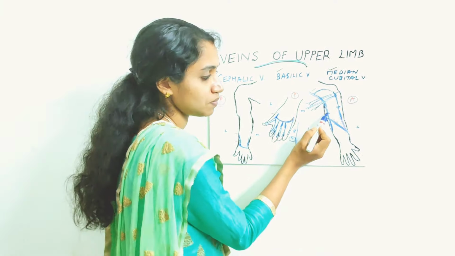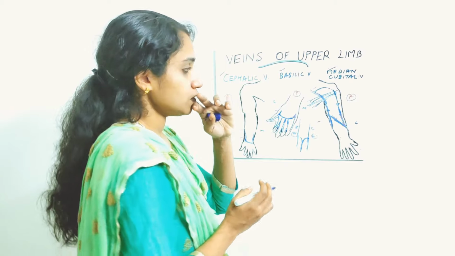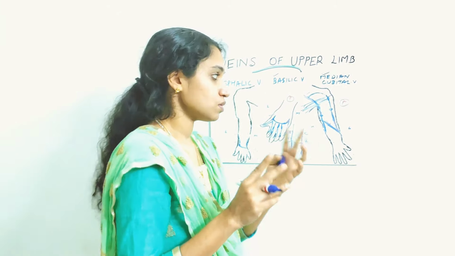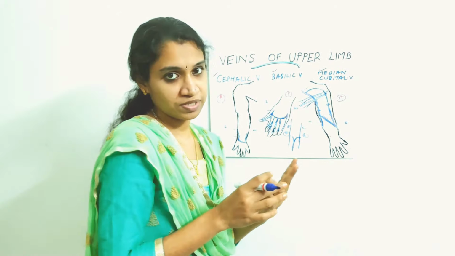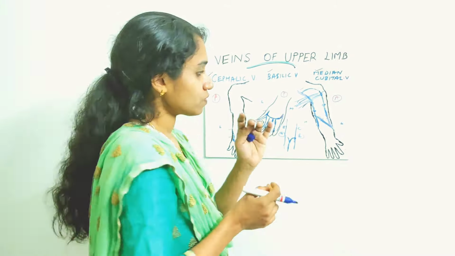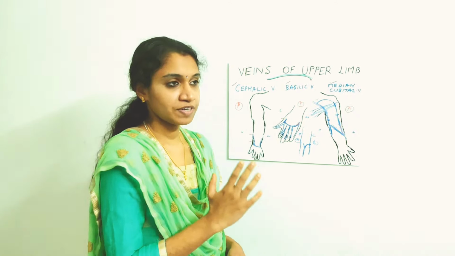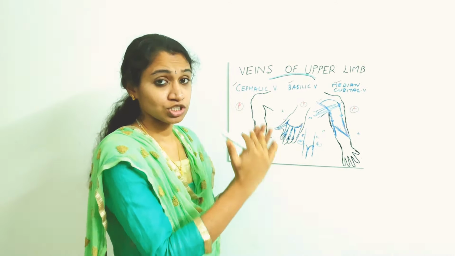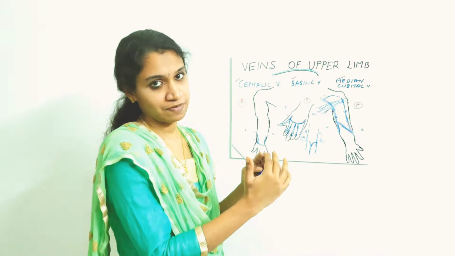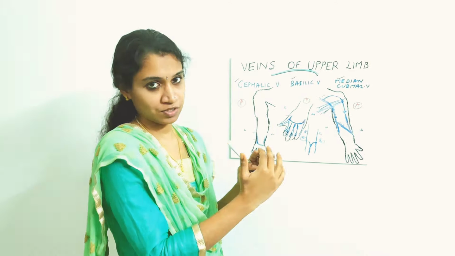Now what happens? There are, we can say, two ways. So first, the basilic vein. We know there is a muscle here known as the teres major muscle. At the lower border of this teres major muscle, this basilic vein joins with the two brachial veins to form the axillary vein.